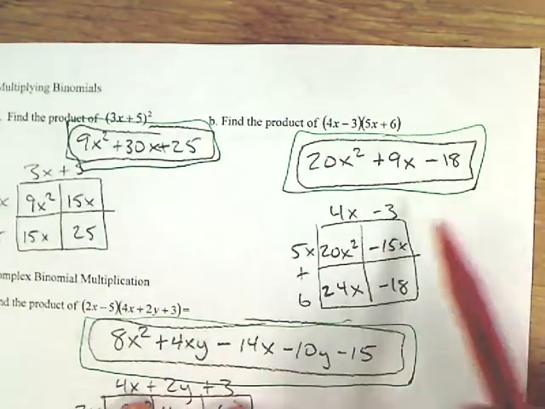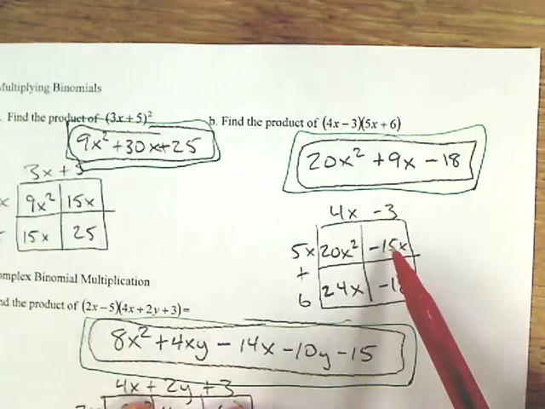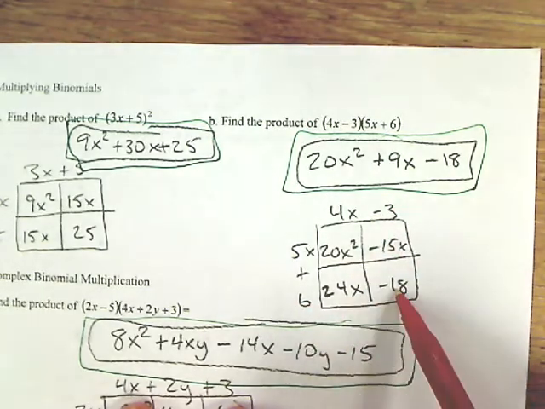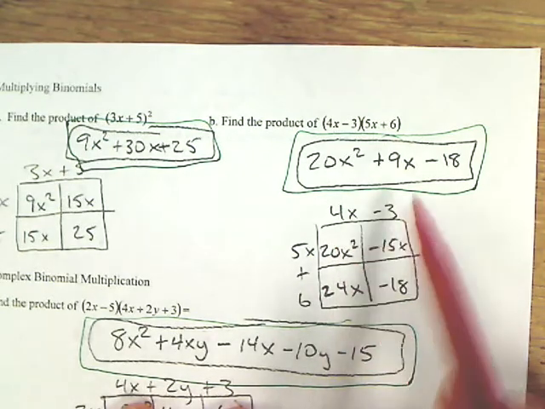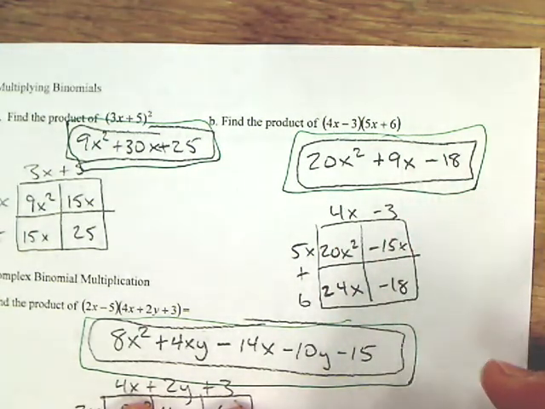Same thing over here. You just got to watch out for the negative. That becomes negative. That's negative, and these two guys are positive. Don't forget the square. Combine like terms, and there you go.